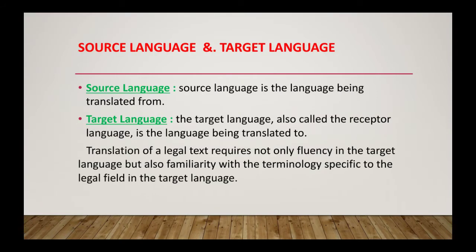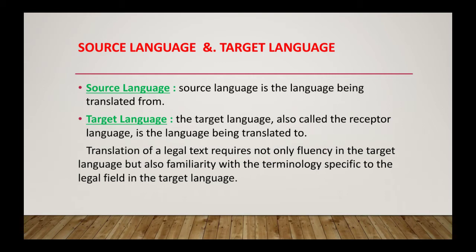Now, what is source language and target language? Source language is the language being translated from. So the language of the source text is called the source language, while the target language, which is also called the receptor language, is the language being translated to. So the text into which the work will be translated is called the target text, and the language of the text is called the target language.